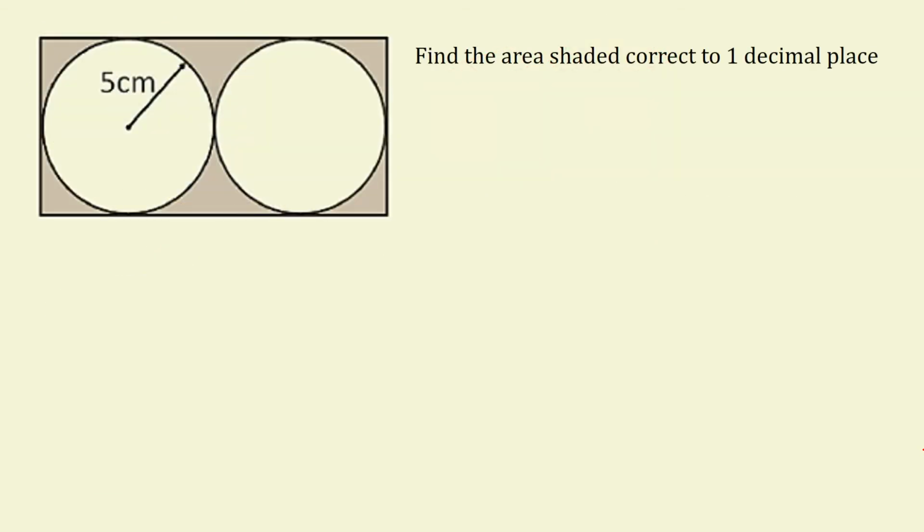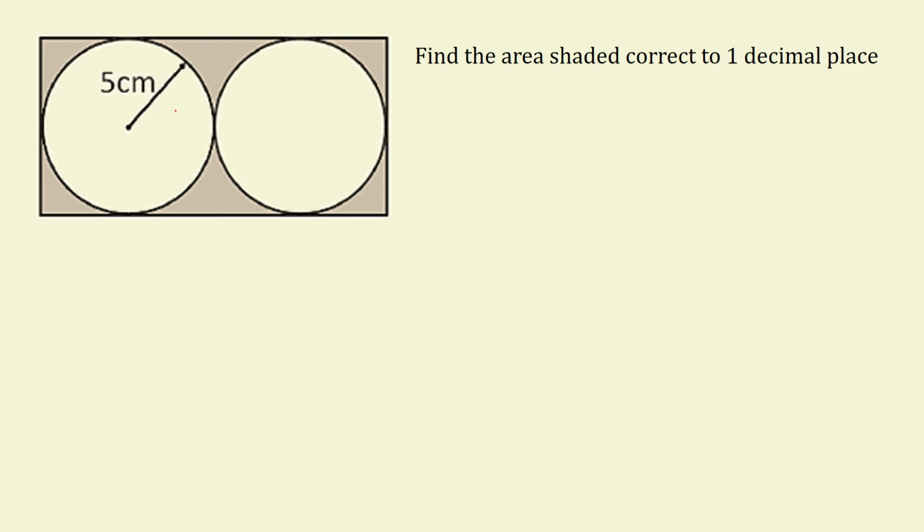This is a tricky question. Okay, you can get questions like this. So we've got a rectangle which is around two identical circles. So this is getting more into how shapes come together to make other shapes. And it's asking us to say what the area shaded is.